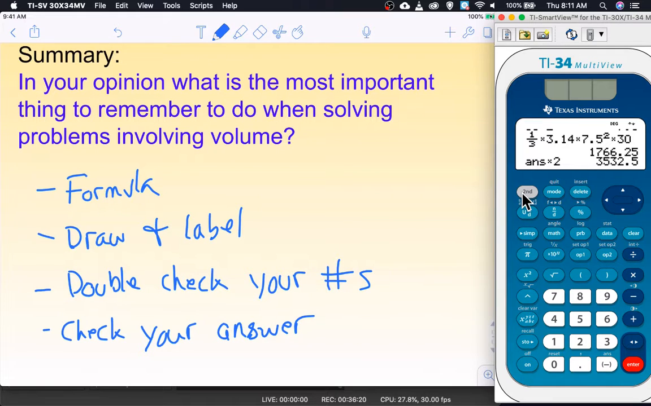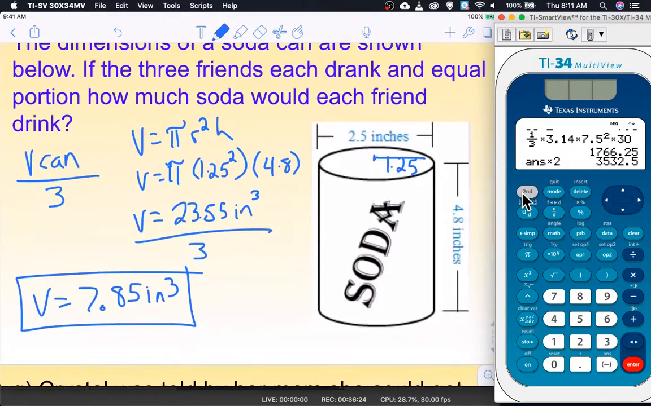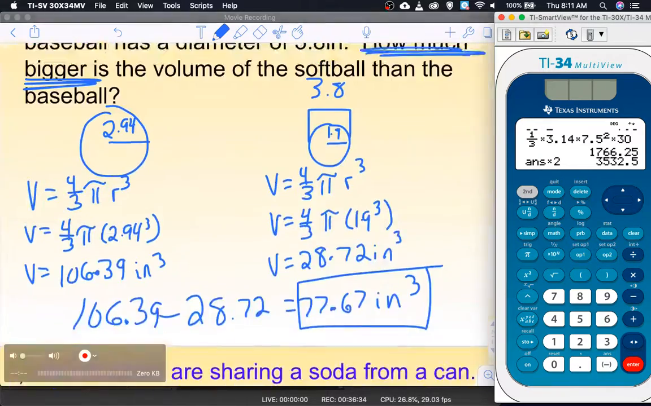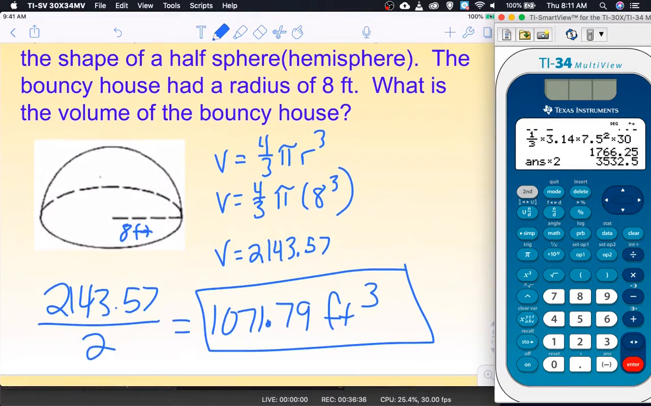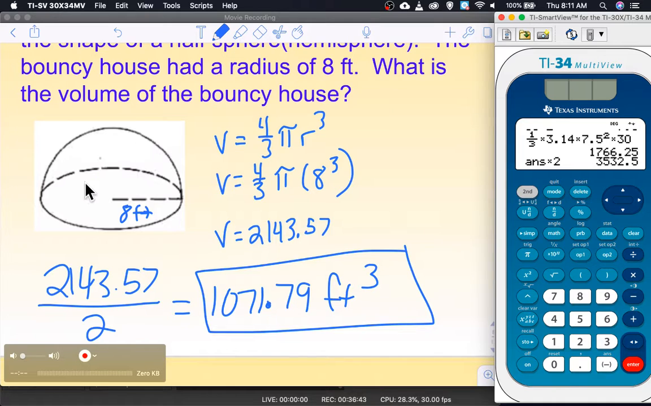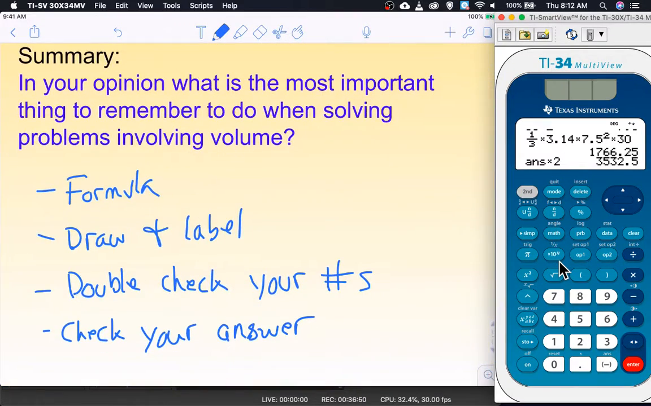And that doesn't always mean redo the whole problem again in your head. A lot of times it's just like, this problem. Did you divide by 3? You're supposed to have. If you didn't, that might be a boo-boo. In the previous problem here, I almost forgot to divide by 2, but thankfully I went back and double-checked my question, and I noticed it was half of a sphere, and so I divided by 2 to get my final answer. So those are the things I would say are important to do as you're solving these problems.